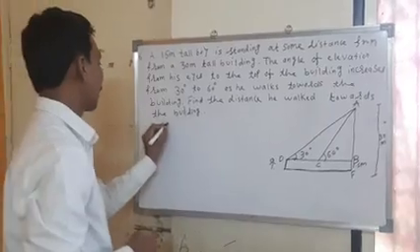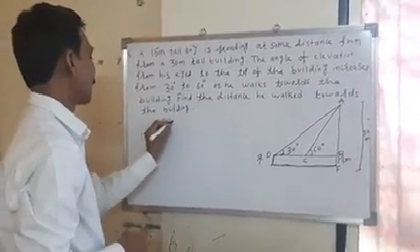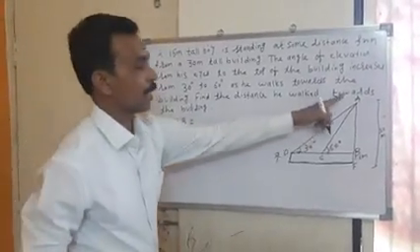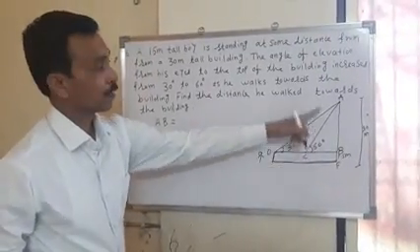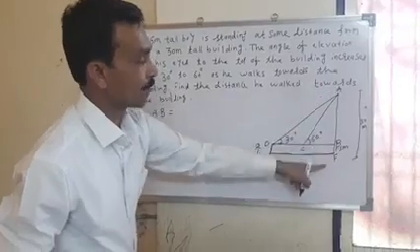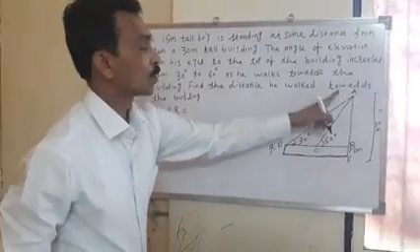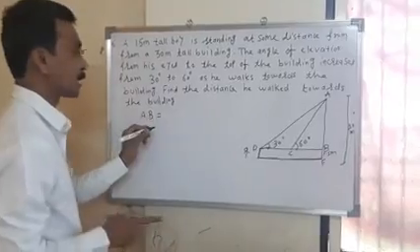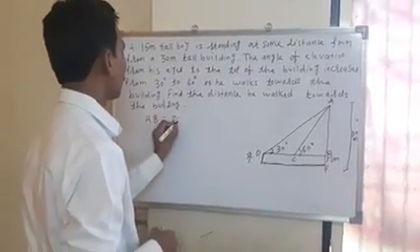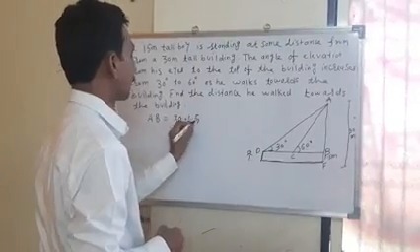AB. Again I am telling you, we have to find AB. AB is not 30 meter. The height of the full building, that is AF, is 30 meter. So we have to take AB. AB is equal to total height of building minus the height of the boy.